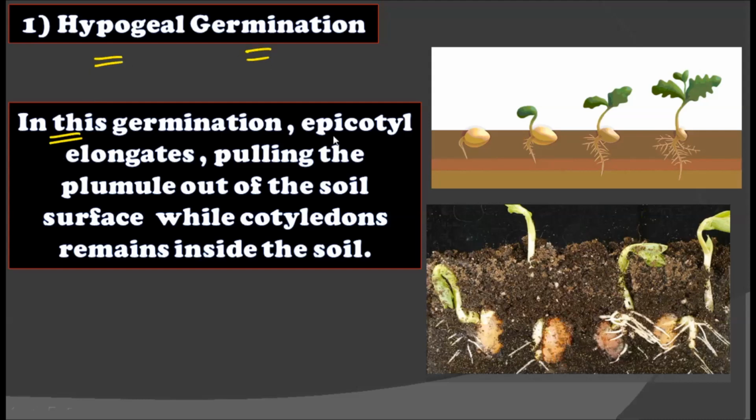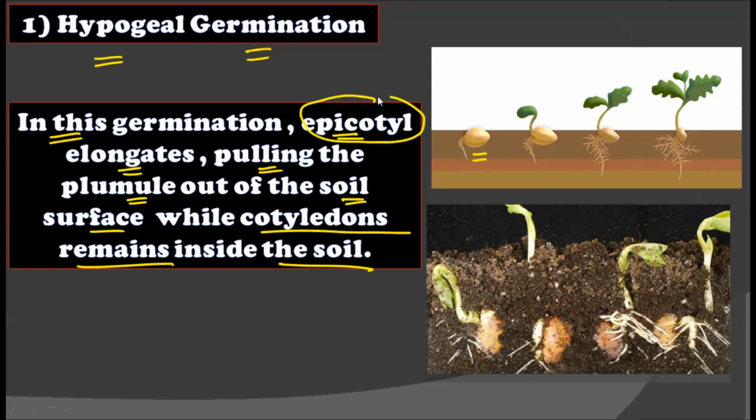Now in this germination, the epicotyl elongates quickly, pulling the plumule out of the soil surface, while the cotyledon remains inside the soil. As you can observe in this first picture, this seed starts to grow. After the growth, what happens? The epicotyl elongates. Due to the elongation of the epicotyl, it pulls the plumule out of the soil, and it goes into the air.